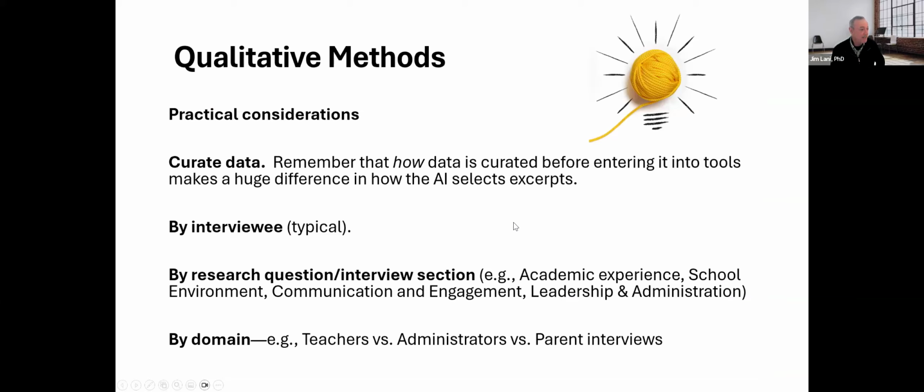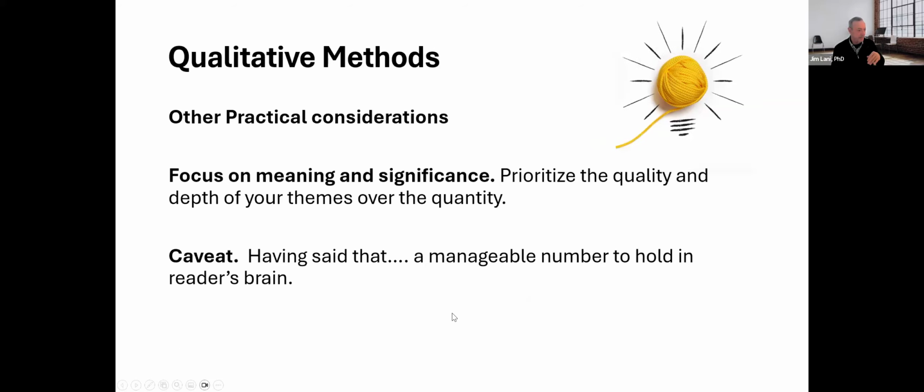Practical considerations. This is more to the, and I'll share this with you in a second, the AI qualitative, how do we do analysis here? How you're putting together that data makes a big difference, whether you're putting it by research question or interview question or by interviewee, is some considerations here. That's more into the tool, and I'll get to that.